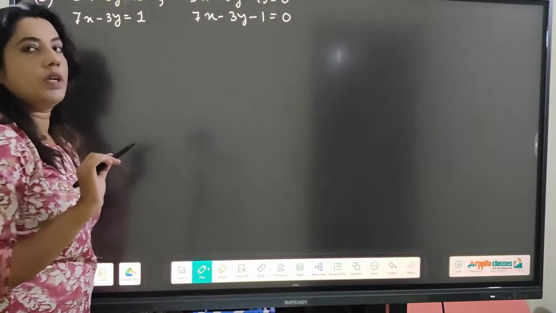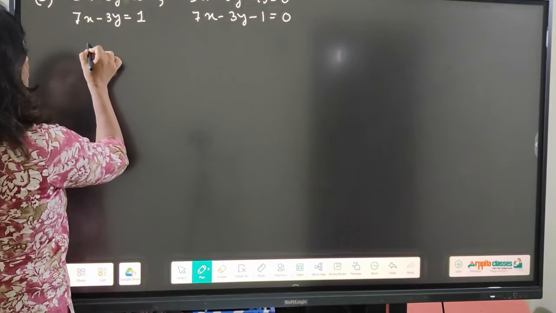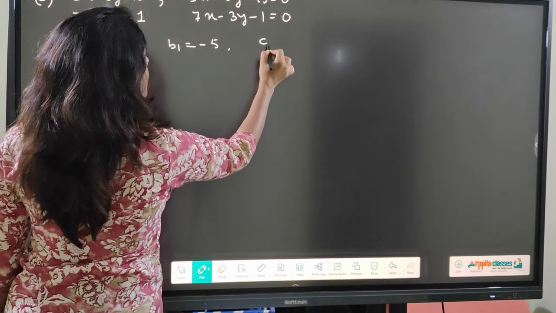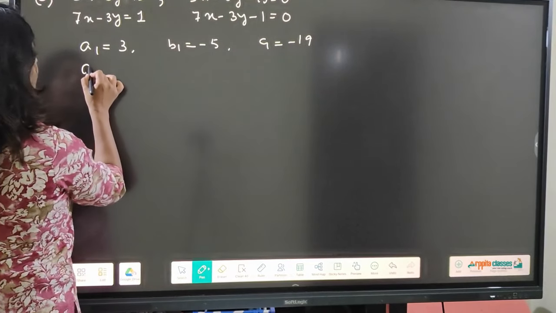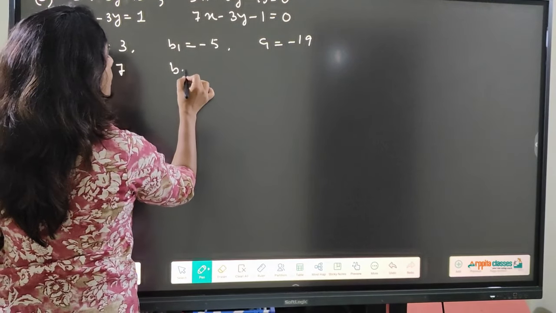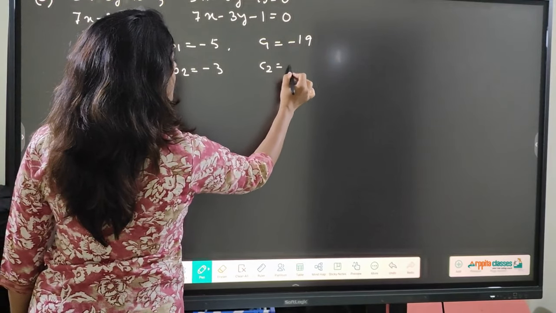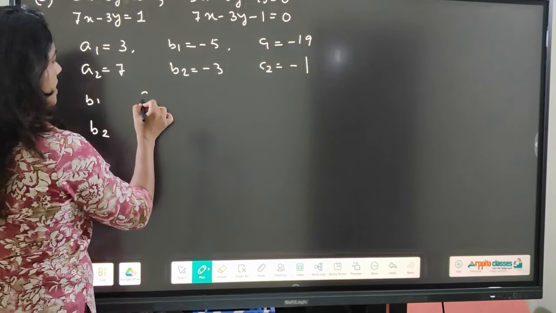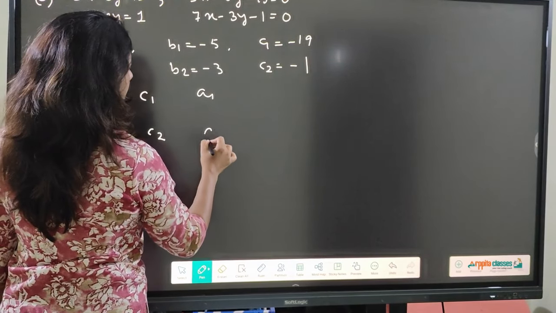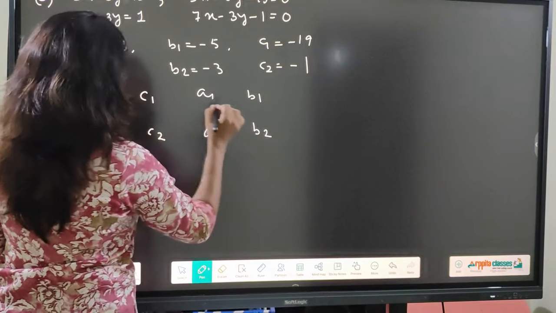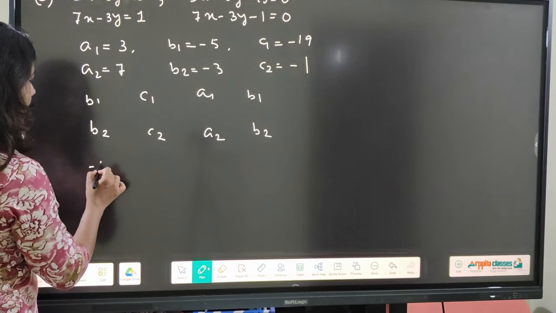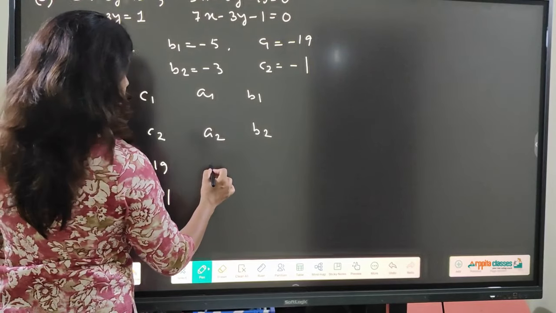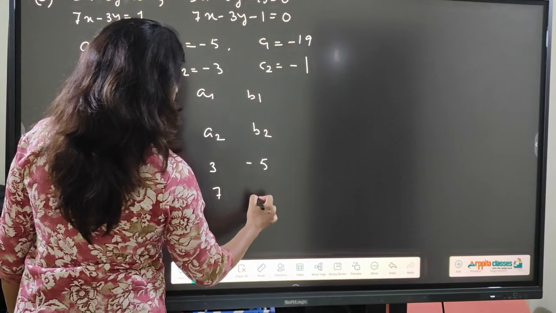Now let us put down our a1, b1, c1, a2, b2, c2. So a1 is 3, b1 is minus 5, c1 is minus 19, a2 is 7, b2 is minus 3 and c2 is minus 1. Now we are going to write b1, b2, c1, c2, a1, a2 and again b1, b2. So put the values now. b1, b2 is minus 5, minus 3, minus 19, minus 1. This is 3, 7 and again minus 5, minus 3.